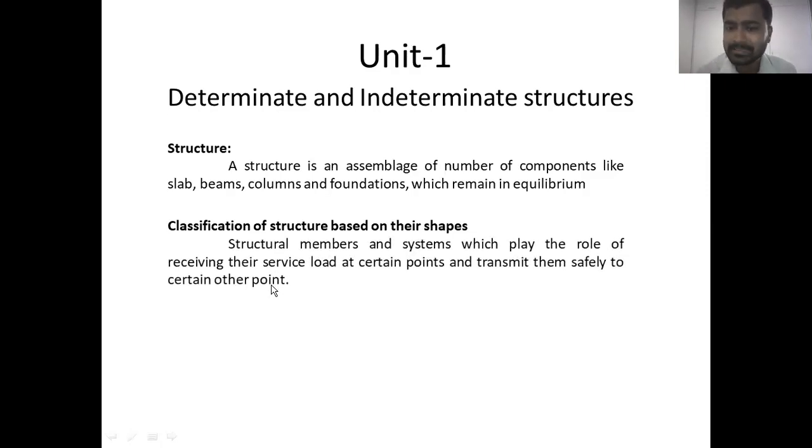So the same thing he has given here. Structural members and systems play the role of receiving their service loads. They have to receive their loads from the upper end or from wherever they are getting them, and they have to transfer these loads to another member, at a certain point, and transmit them safely to certain other points. If you take an example of a slab, this slab will transfer its load to a beam. The beam will transfer its load to a column. So this is going to happen, which is nothing but transferring load from one point to another point.